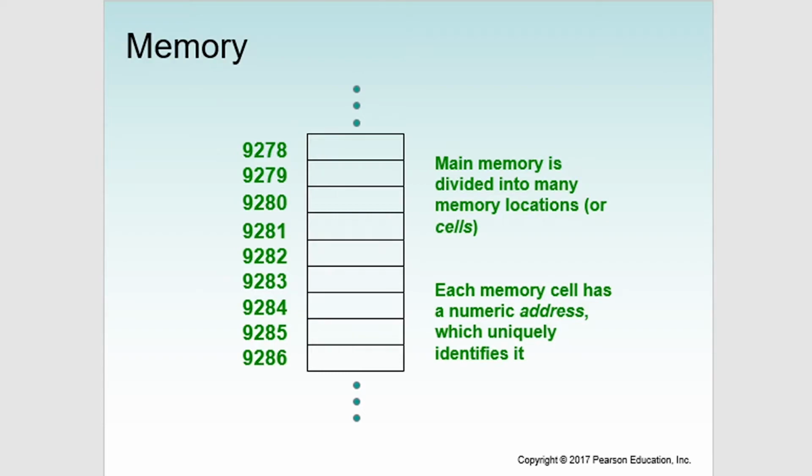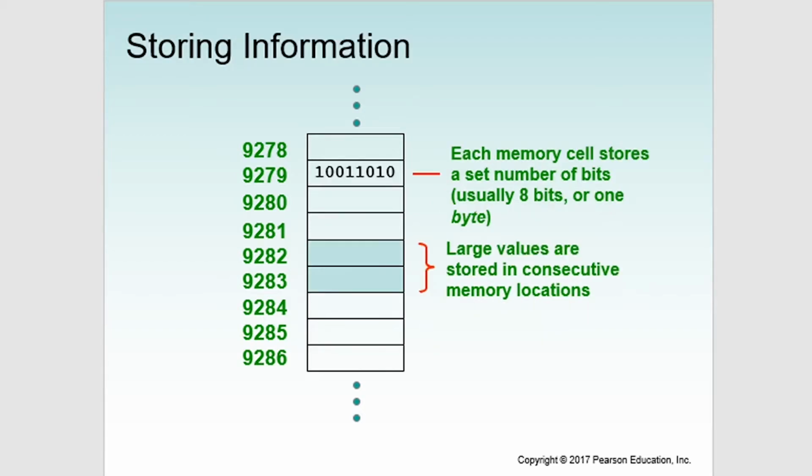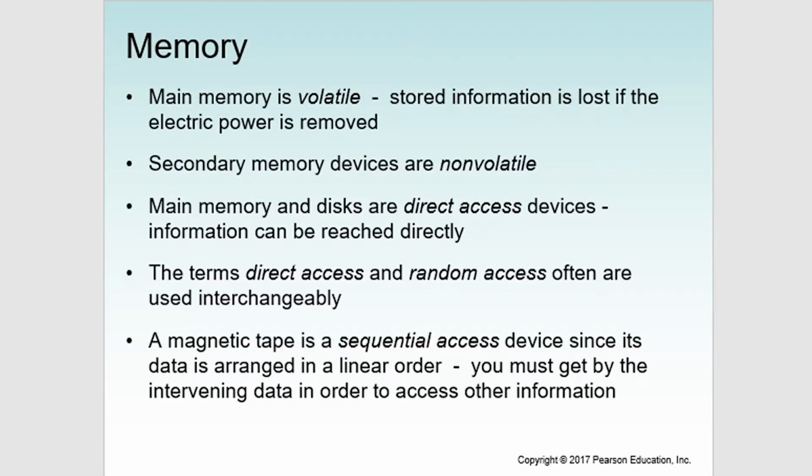Memory. Memory can be divided into different locations. Each memory cell has a numeric address which uniquely identifies it. Each cell stores a set of bits, usually 8 bits or a byte. For values bigger than 8 bits, we use consecutive memory locations. It's important to remember that main memory is volatile, meaning that once it loses power, that information is removed from the main memory. Secondary devices are non-volatile, so once they're powered off, the information is kept stored on those devices.